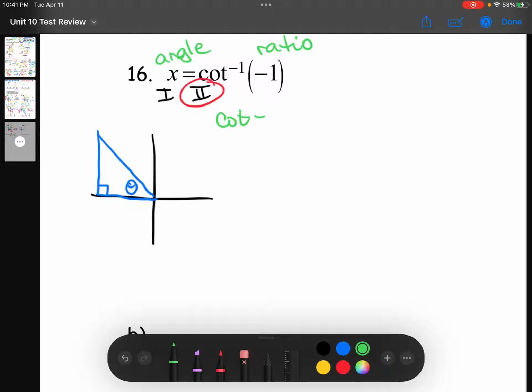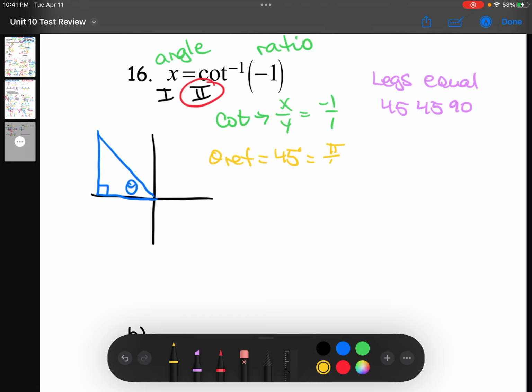The cotangent ratio is x over y. Negative 1 over 1 is what that would have to equal. This is that special case. X and y are both legs of the triangle. So when the legs are equal, we know we have a 45, 45, 90 triangle. So this reference angle is 45 degrees, or pi over 4 in radians.